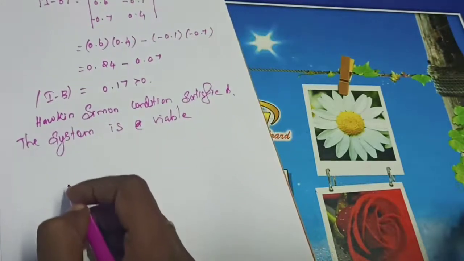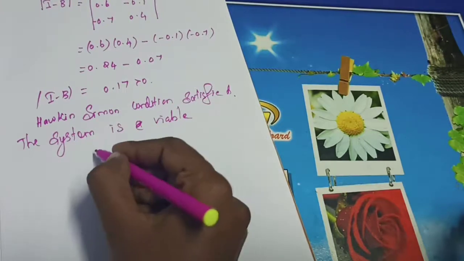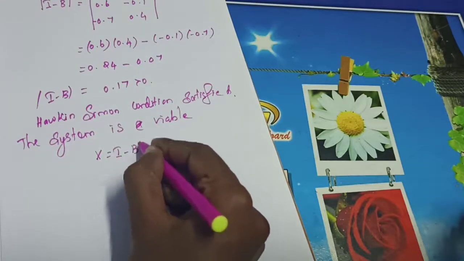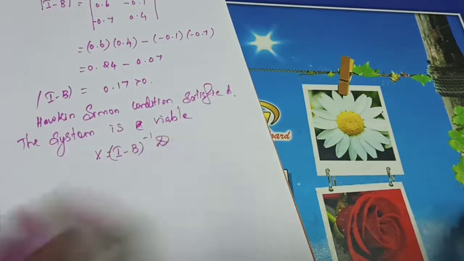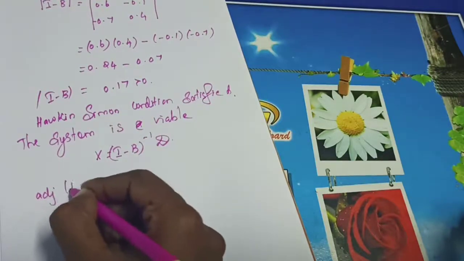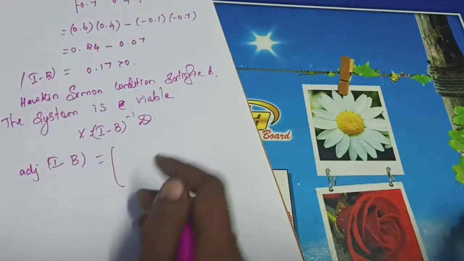Okay, next what will you do? What's the formula I taught you yesterday? I minus B the whole inverse, is it right? That is X is equal to I minus B the whole inverse into D. So same as that, we need to find I minus B the whole inverse. For that what will you do first? We need to find the adjoint of I minus B.